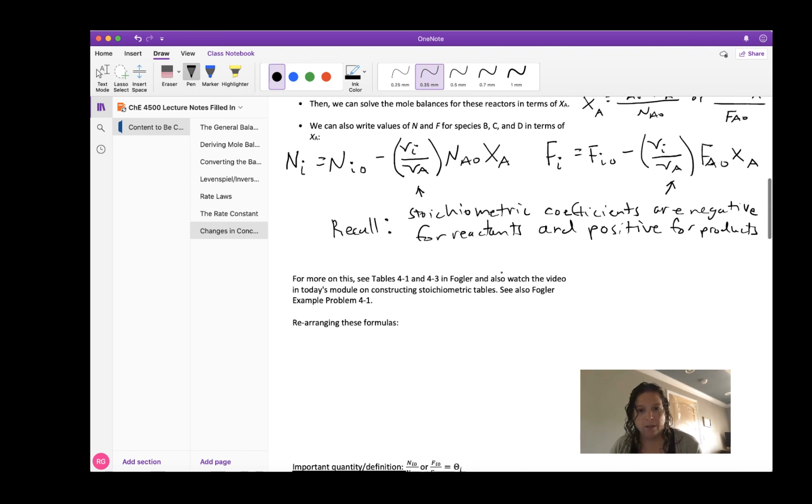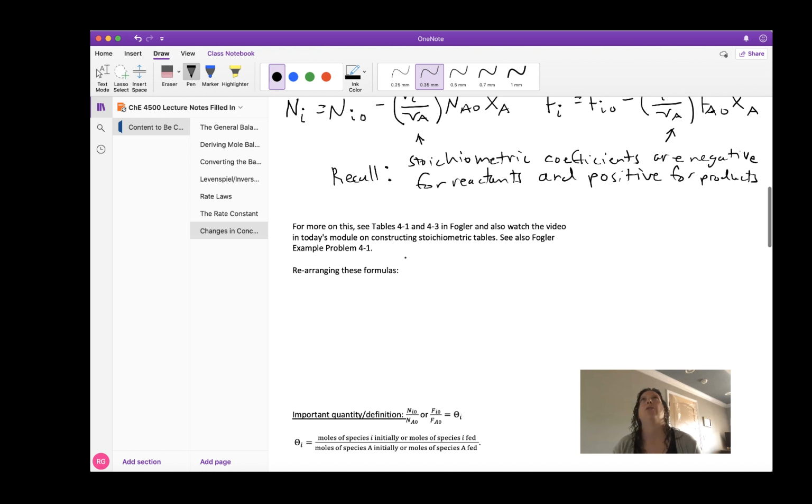Okay, so for more on how to write a flow rate or a molar amount of a species in terms of the conversion of the limiting reactant when that species is not the limiting reactant, you can see tables 4.1 and 4.3 in Fogler. There's also a video in today's module that shows how to construct a stoichiometric table. A stoichiometric table is a good way, as you're starting out learning these concepts, to keep track of the molar amounts of the different species. So I suggest that you either watch this video or there's an example problem in Fogler that will illustrate this in more detail.